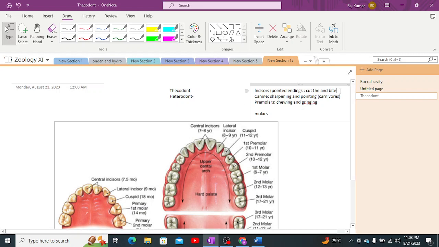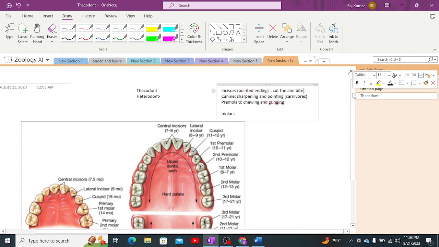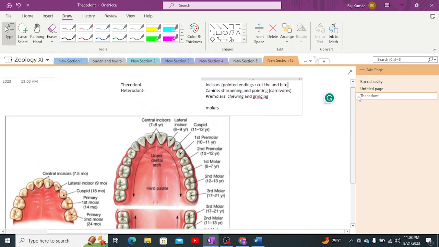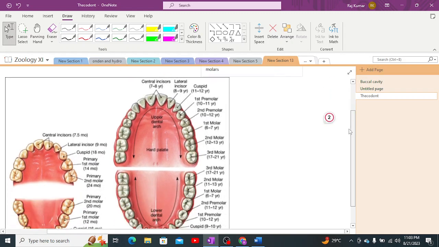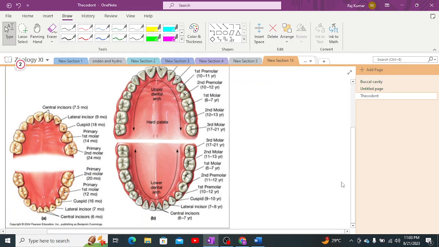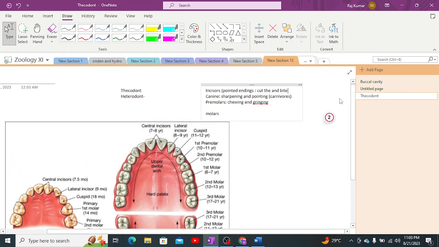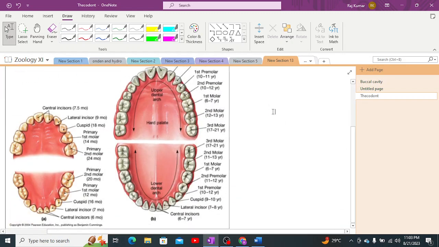Incisors are present for cutting and biting. These are prominent in mice as well as rats, squirrels, and other such organisms. After discussing this, let us discuss the dental formula of these structures. First, in milk teeth, we have the dental formula, which let me just write down.